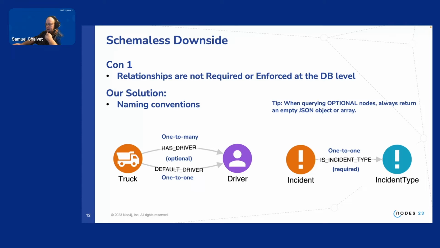One of the downsides, one of the cons, is that relationships are not required or enforced at the DB level, so there are no constraints around that. As mentioned earlier, we've got this incident type, which is an instance of an incident. Well, we always want this relationship to exist. It should always exist, and there's no way to constrain that.